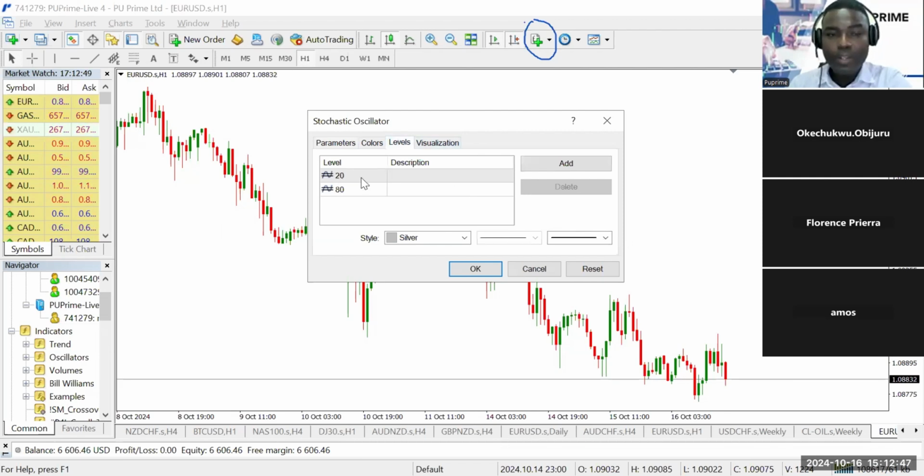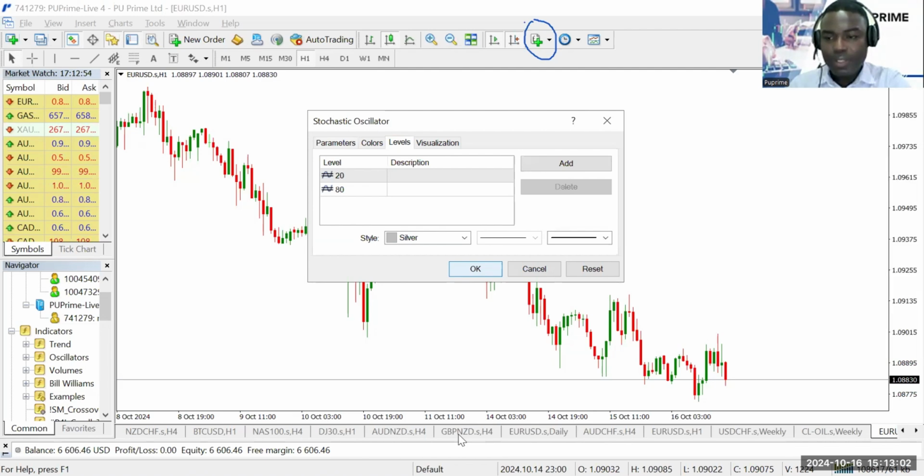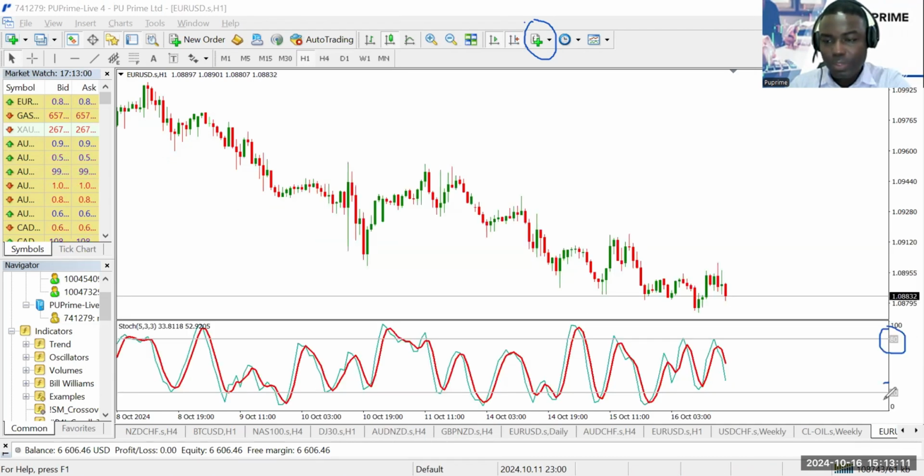Now under levels, there are two figures here. We have 20 and 80. I'll click on it and we have the stochastic oscillator installed on our screen, just like you're seeing at the moment. And if you come to the extreme corner here, you will see the 80. So the 80 and the 20, those are the levels we saw earlier on.